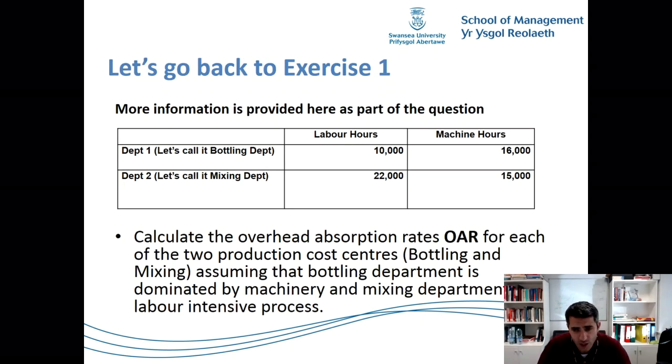Now let's come back to our equation. There's more information available here, more information available in the question. Let's have a look at the information.